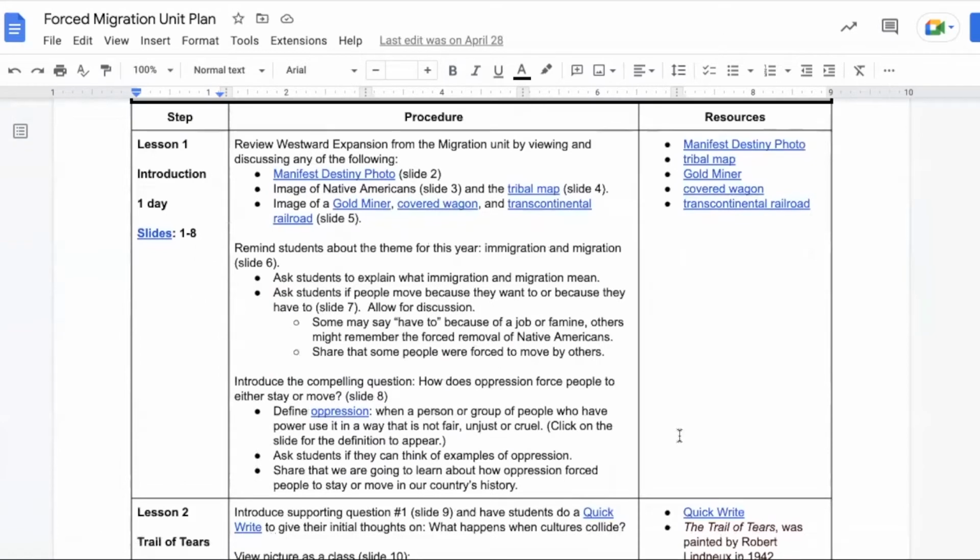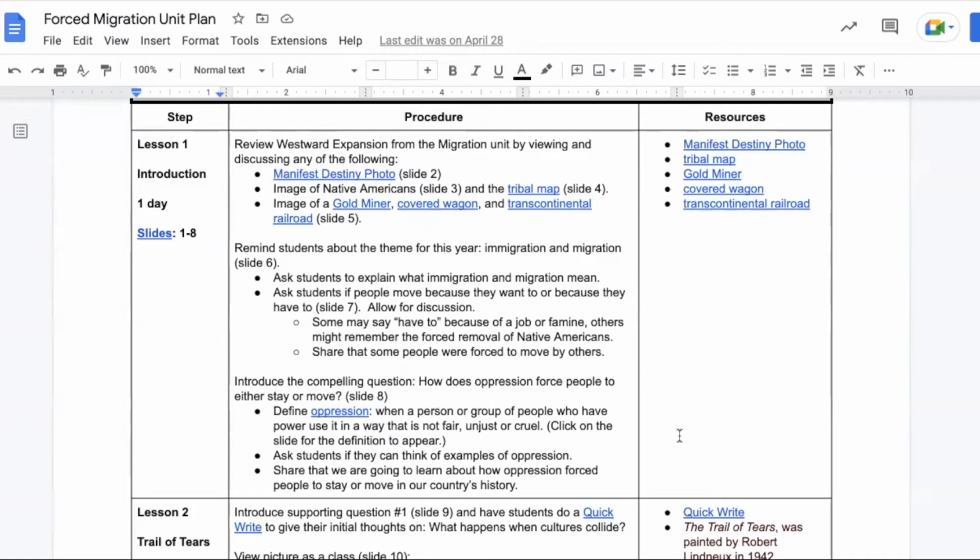So in lesson 1, we start with a review of westward expansion from the migration unit. You can reference the Manifest Destiny photo, you can look at the tribal map or images of Native Americans, or any of the images of the gold miner, covered wagon, or transcontinental railroad. Remind students about the theme of immigration and migration, why people move. Is it because they want to or because they have to? And that's going to get us into this question of oppression.